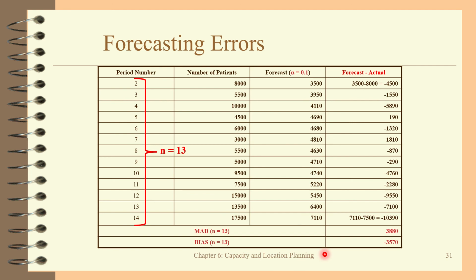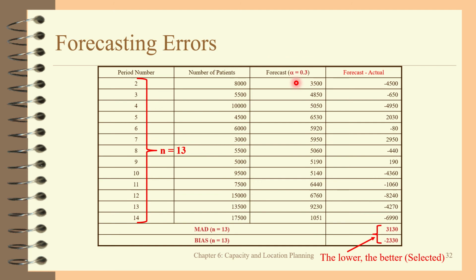The first approach, we use exponential smoothing with alpha equal to 0.1. And the second approach, we use again exponential smoothing with alpha equal to 0.3. Which one is the best in terms of MAD and in terms of bias?